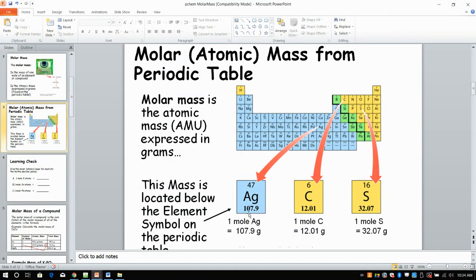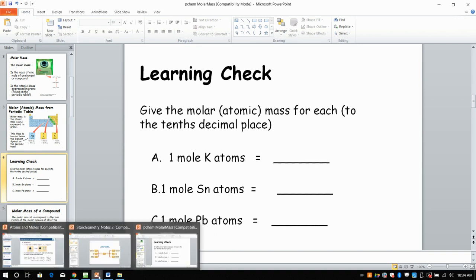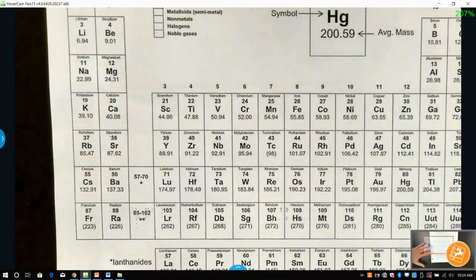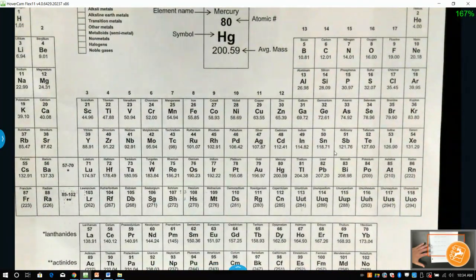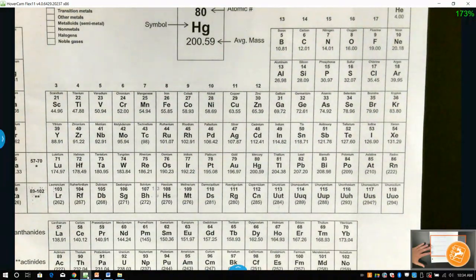So for silver, we got on our periodic table that I gave today, it's 107.87. For carbon, it's 12.01. For sulfur, it's 32.07 grams per 1 mole of it. So you would look for potassium, K, tin, and lead. All right, so we have potassium, tin, and lead. So if we looked potassium K, we would say it's 39.01. Tin and lead. So tin, 118.71 grams per mole. Lead, 207.20 grams per mole.